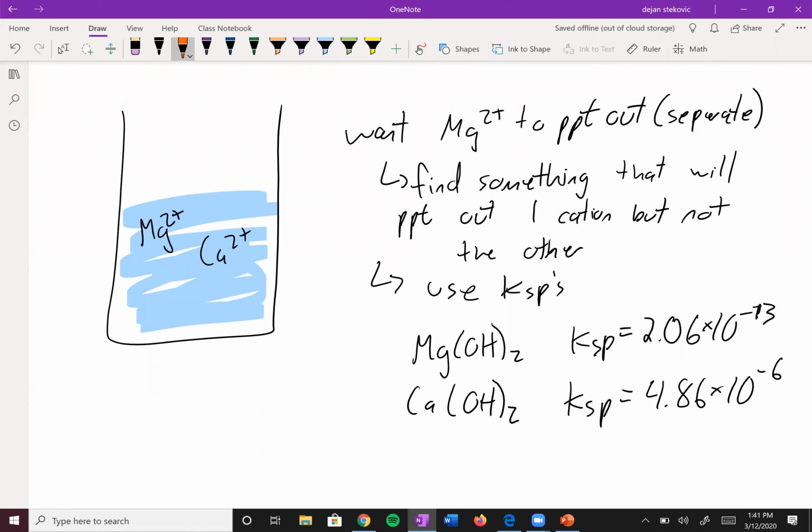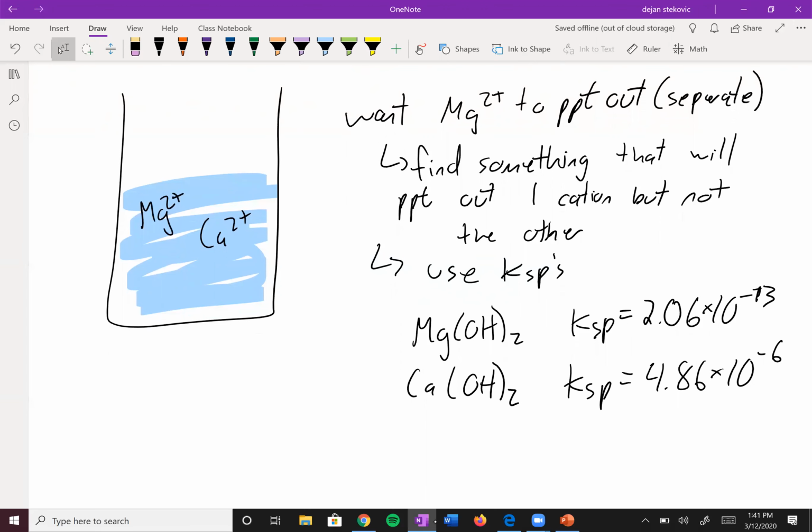So can we compare these Ksps directly to talk about solubility? Yes, they both dissociate into three things, so their stoichiometry is the same, so we're good. We don't have to go calculate molar solubility because it's going to be directly proportional. And which one of these is smaller? The magnesium. The Ksp of the magnesium hydroxide is much smaller.